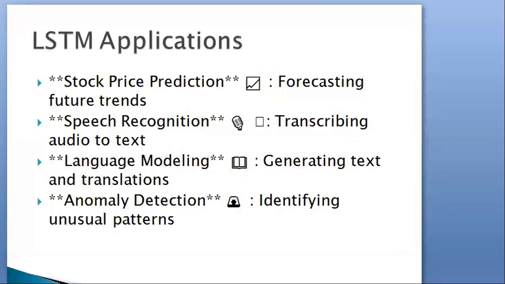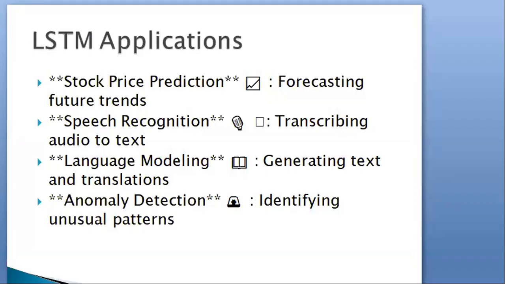So for example, if you want to predict whether a particular operation or a particular event that occurs in the network was done by an intruder or by an authorized user, at that time also you can use the LSTM model.